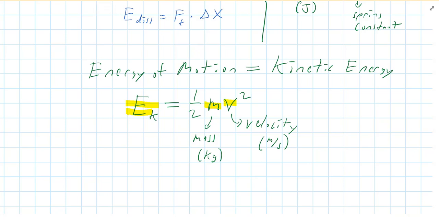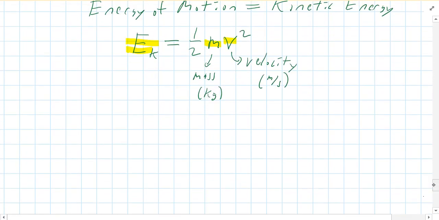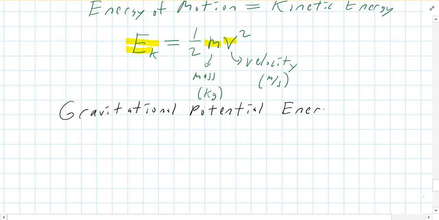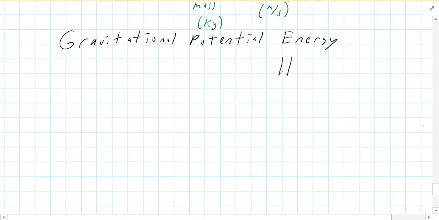Okay. The final type of energy I'll discuss today for a brief moment is called gravitational potential energy. Basically, that's the energy something has due to its height. So if an object has height, it's got gravitational potential energy.